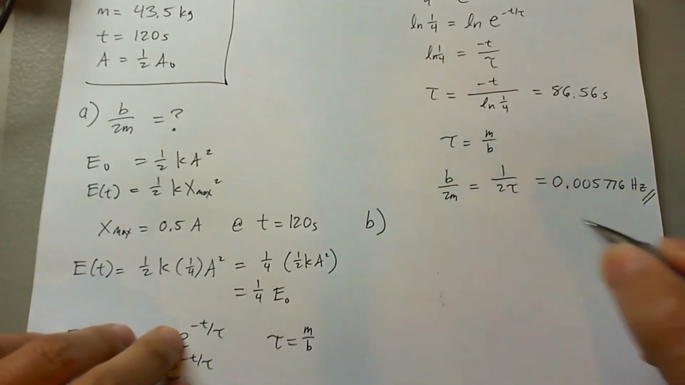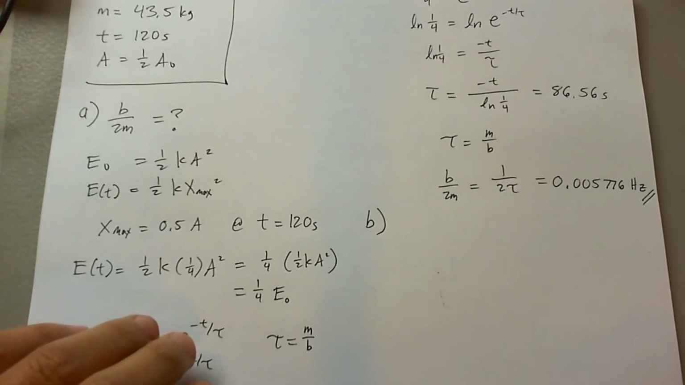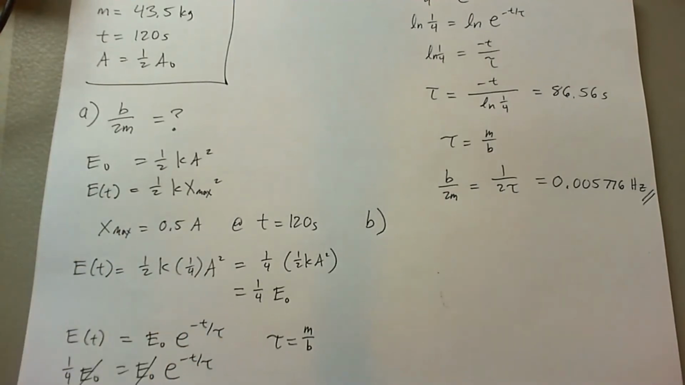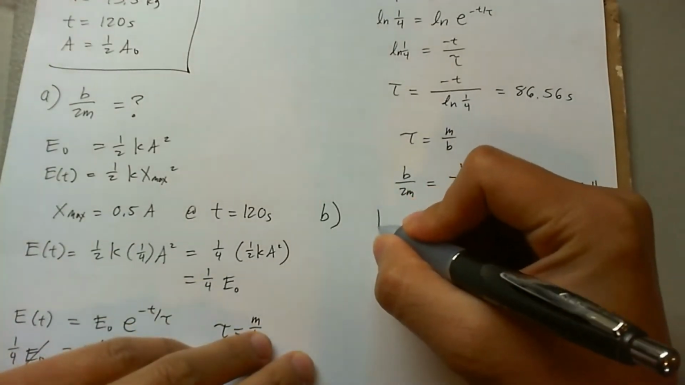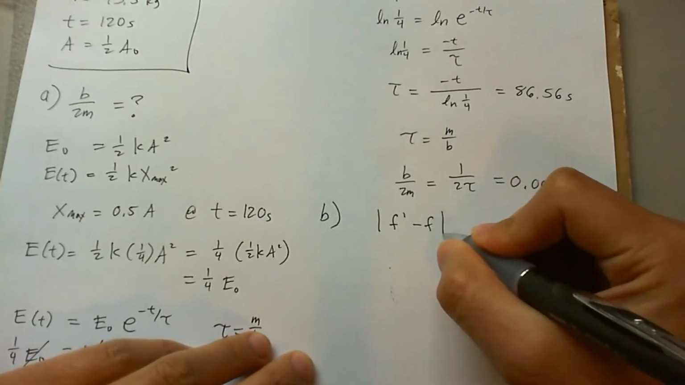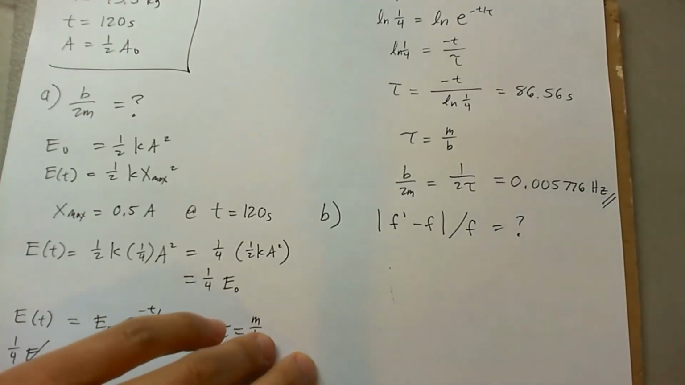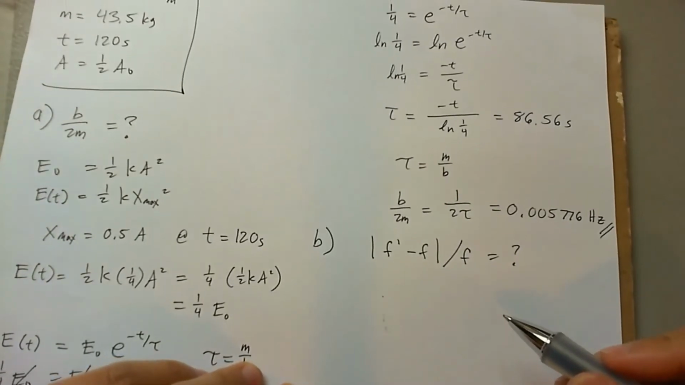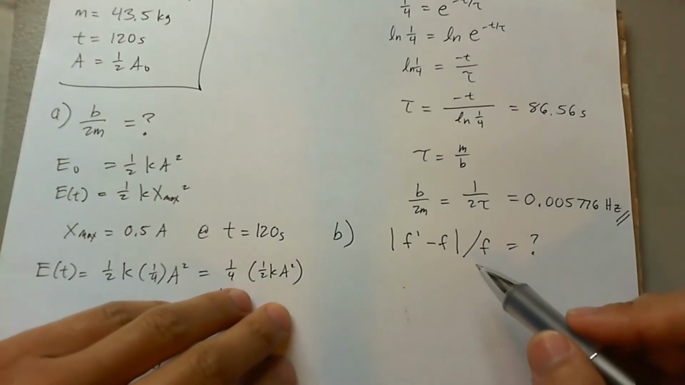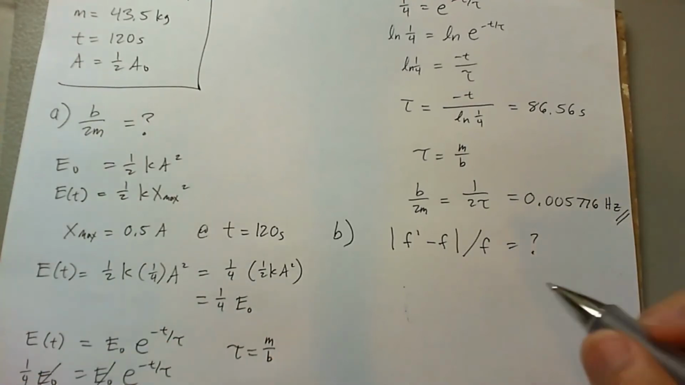Now for part B, what they want you to find, and they say it in a weird way, is the factor of the damped frequency relative to the undamped frequency. So the function is really going to be the absolute value of f prime, which is the damped frequency, minus f, which is the undamped frequency, divided by f, the undamped frequency. We don't know f explicitly, but we do know omega, because it's given as one of the equations for particular damping constants. I'll show you in just a bit.